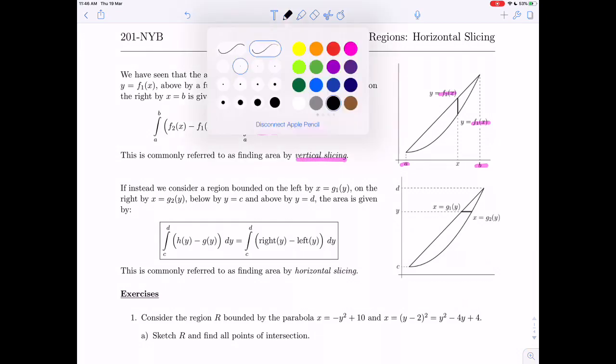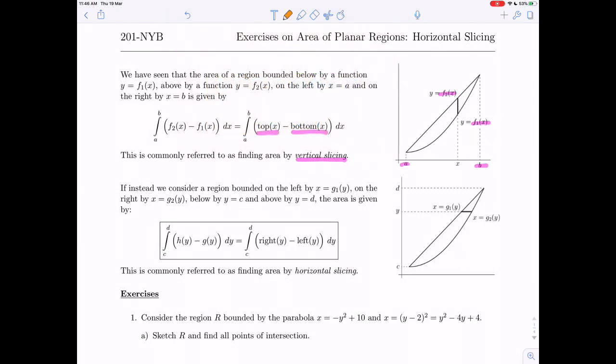And why is it called vertical slicing? It's because if we imagine drawing the rectangles that are necessary for the Riemann sum, those rectangles are vertical. Their longest edge is a y edge, and their smallest edge is the delta x or the dx edge, which is along the x-axis. So the same region can often be thought of in a different way.